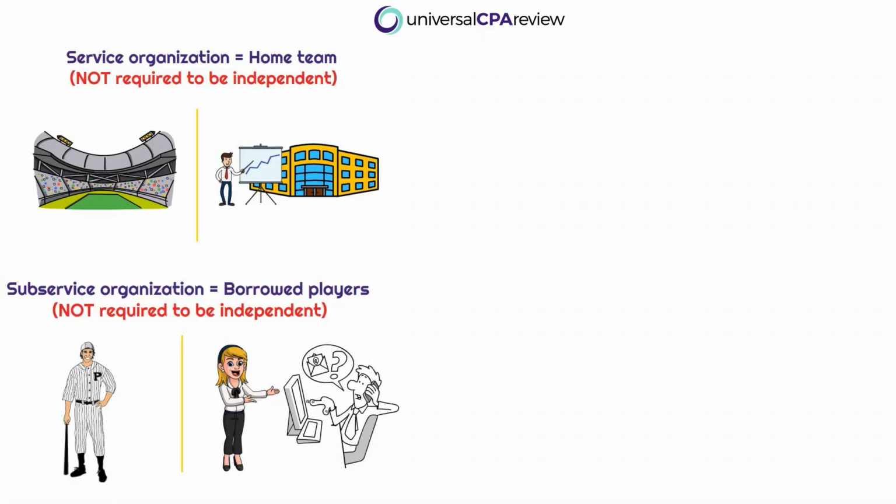Okay, so we're going to talk about subservice organizations. A subservice organization, in the context of SOC reporting, is a third-party entity that is used by a service organization to perform some of the services provided to customers, especially those services that are likely to be relevant to the customer's internal control over financial reporting.